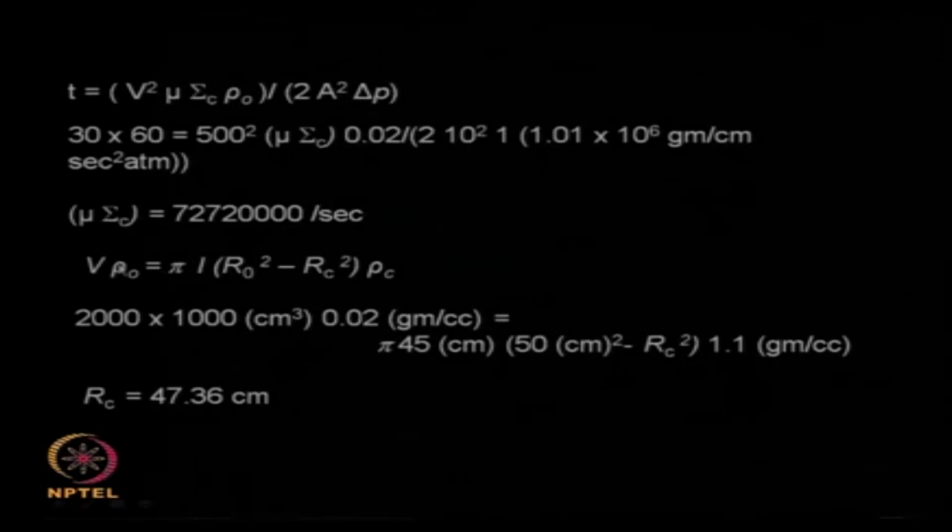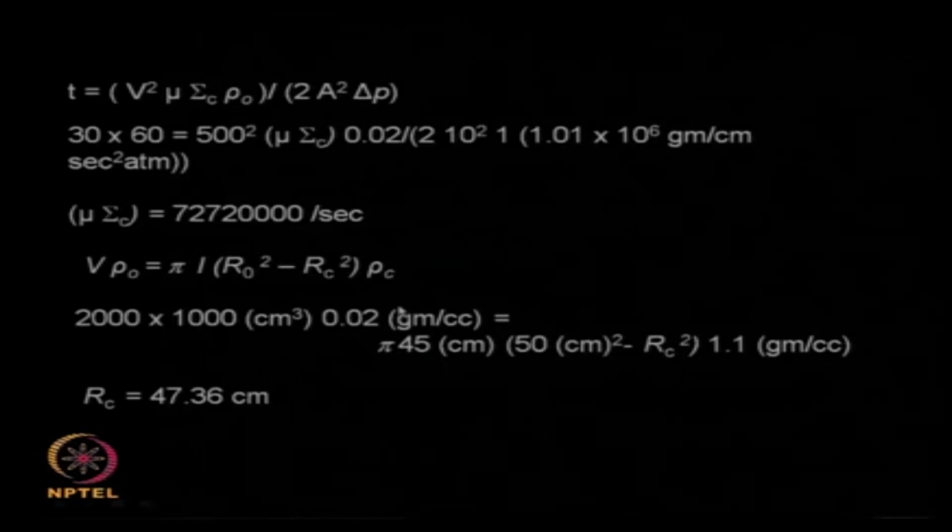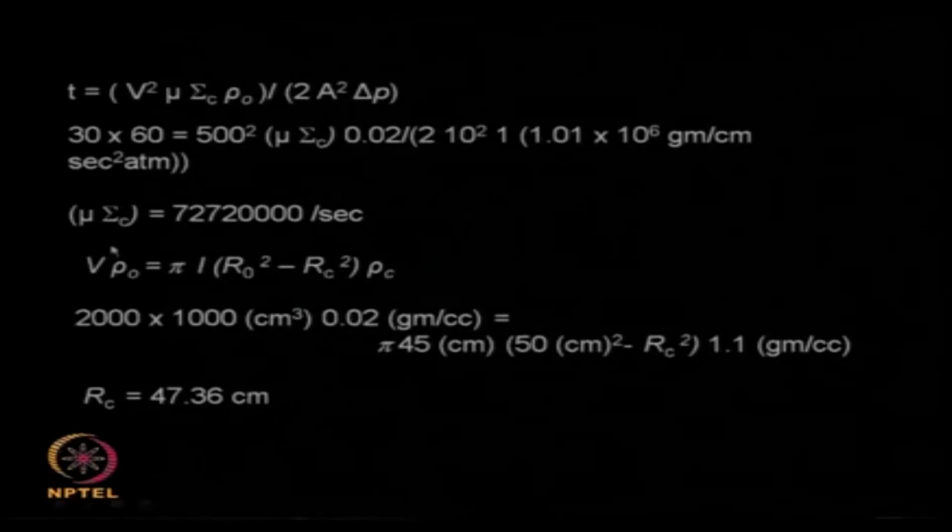So what you are doing is you are balancing the amount of solids present in the slurry with the amount of cake that deposits on the walls of the centrifuge. By balancing these two terms, for example this relates to the amount of solids present in the slurry, and the right hand side gives you the amount of cake that deposits on the walls of the centrifuge. By balancing these two terms we can calculate RC, that is the level of the cake, whereas R naught is the radius of the centrifuge, which is given as 50. Okay.